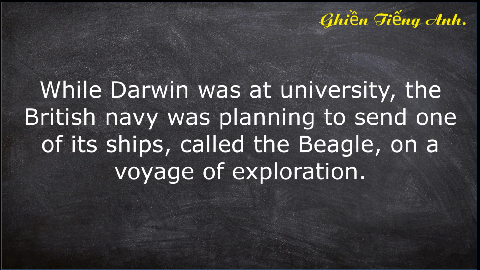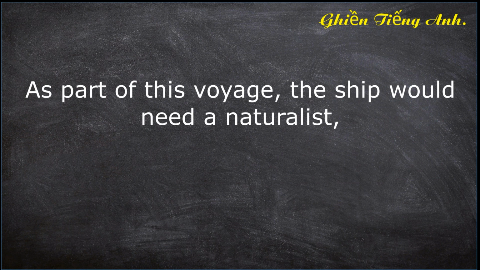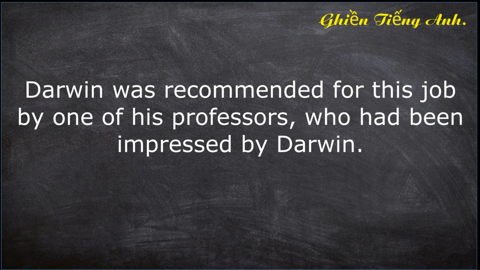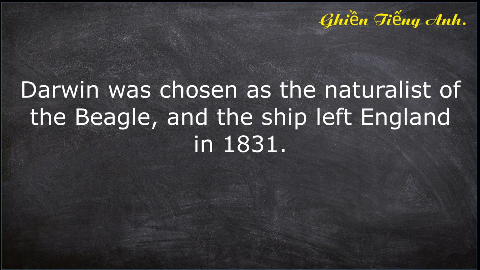While Darwin was at university, the British Navy was planning to send one of its ships, called the Beagle, on a voyage of exploration. As part of this voyage, the ship would need a naturalist who could study the various plants and animals that might be found. Darwin was recommended for this job by one of his professors, who had been impressed by Darwin. Darwin was chosen as the naturalist of the Beagle, and the ship left England in 1831.